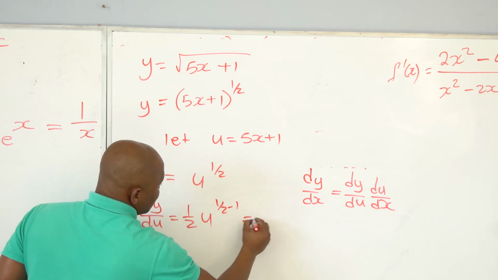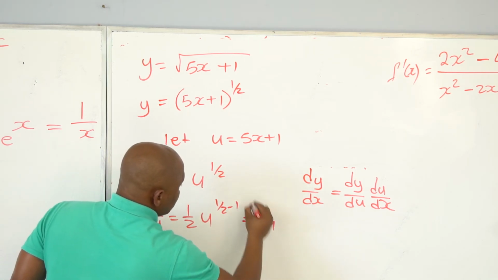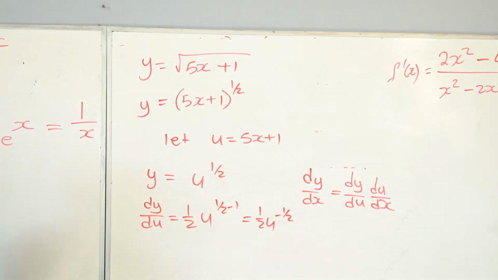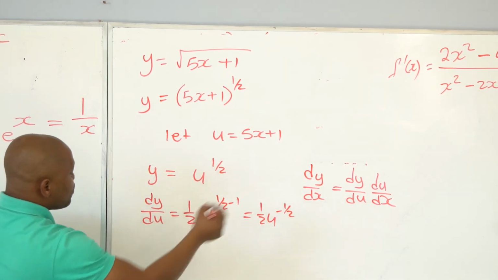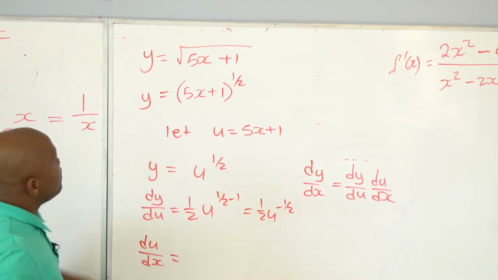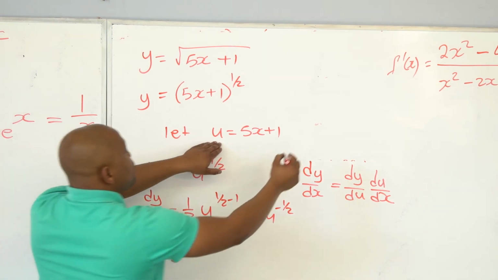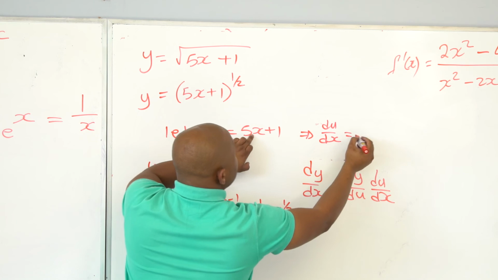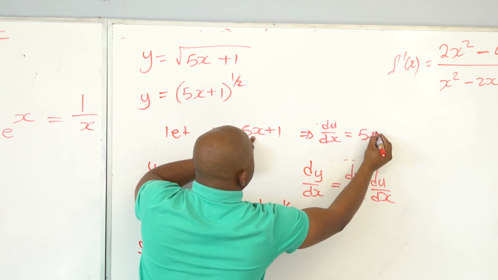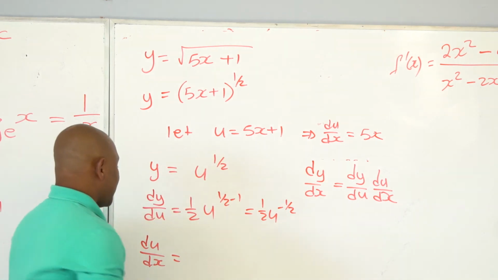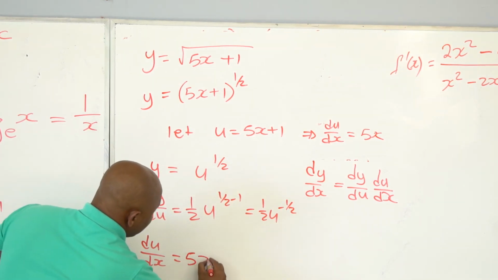Half minus 1 is the same as half u minus half. Now you differentiate u in terms of x, so you look for du over dx. We get 5, the derivative of a constant is 0, so you're left with 5x. So du over dx is 5x.